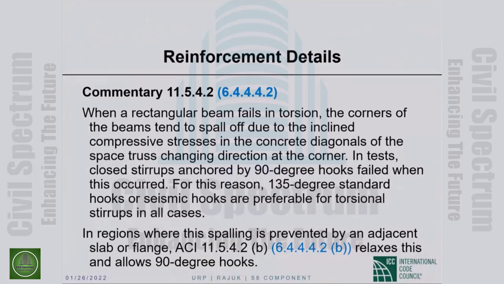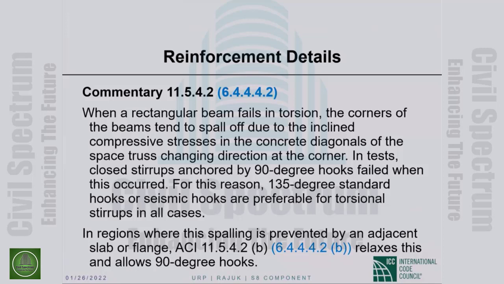When a rectangular beam fails in torsion, the corners of the beam tend to fall off due to the inclined compressive stresses in the concrete diagonals of the space truss changing direction at the corner. In tests, closed stirrups anchored by 90-degree hooks fail when this occurred, when the cover pulled off the corners, the 90-degree hooks opened up.